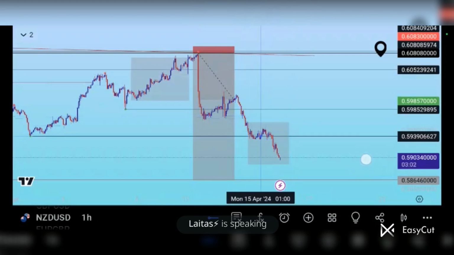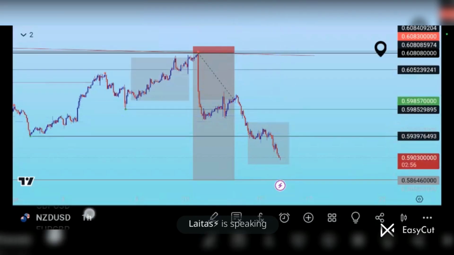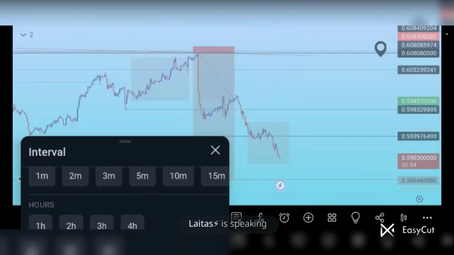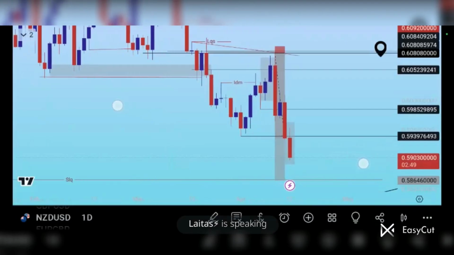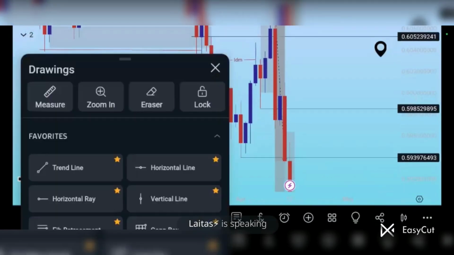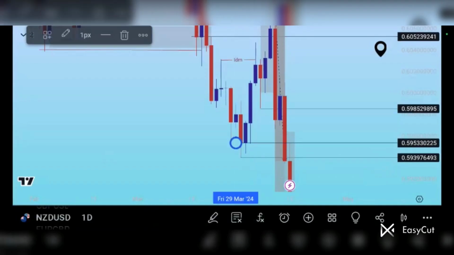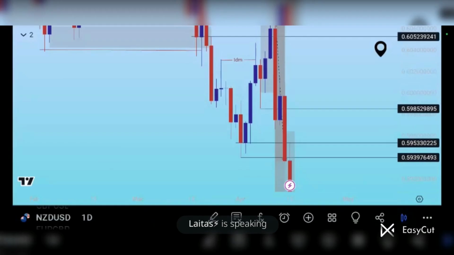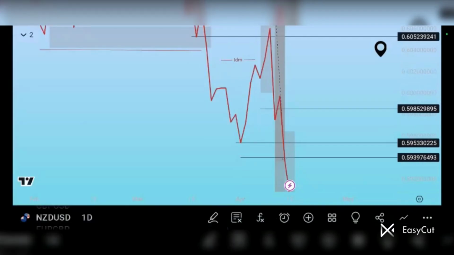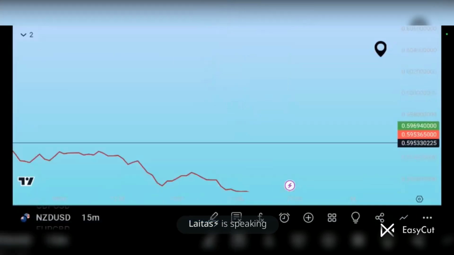Okay, let's check if you can see one lower time frame trade around here. Let me go to daily. So what do we see here? We see a break. We see a break for the test of it. Let me go to 15.